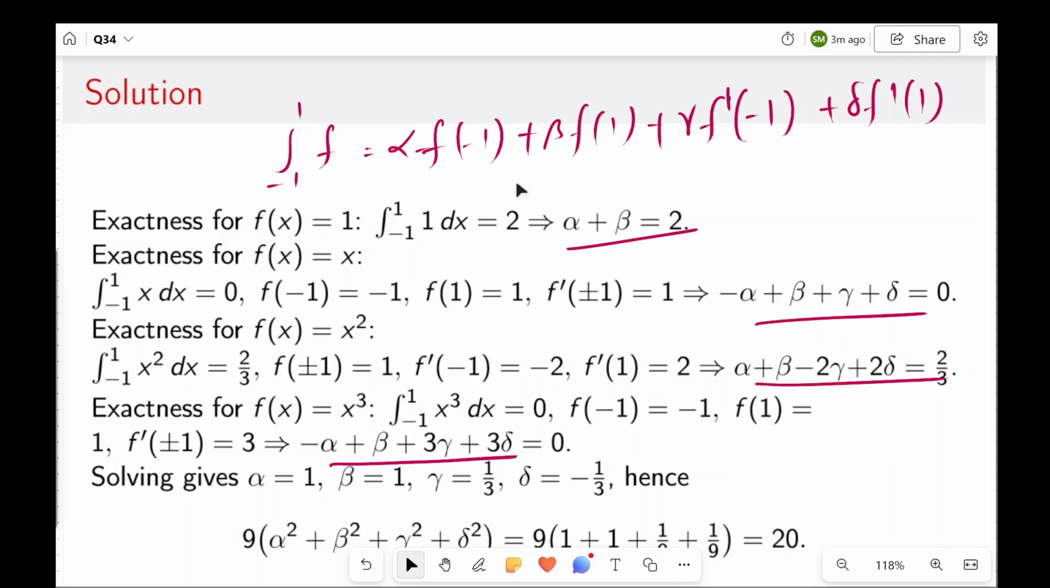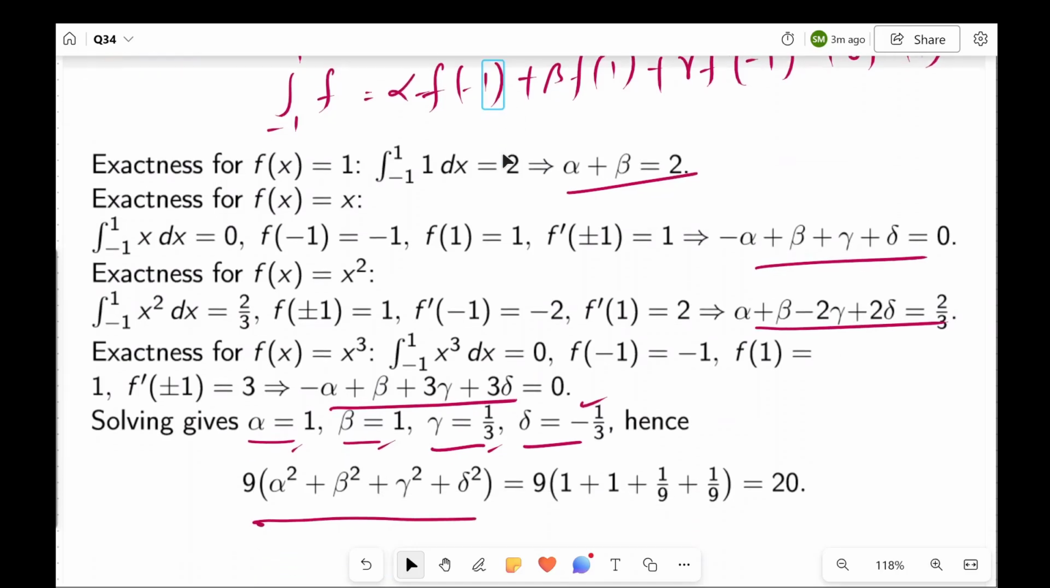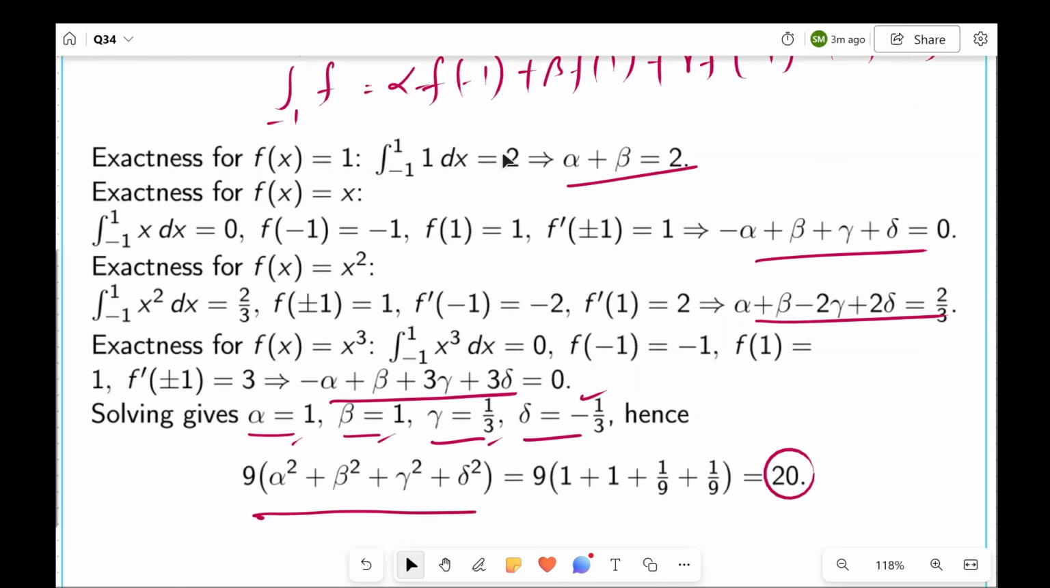So observe, we have four unknowns, alpha, beta, gamma, delta, and we have four equations involving alpha, beta, gamma, delta, okay? And using those equations, we get alpha equal to 1, beta equal to 1, gamma equal to 1 by 3, and delta is equal to minus 1 by 3, okay? This is quite obvious to observe. You can consider the operations between the equations, and you will finally get these values of alpha, beta, gamma, delta. And if you then plug in these values here, you finally get 20. So that is the way.